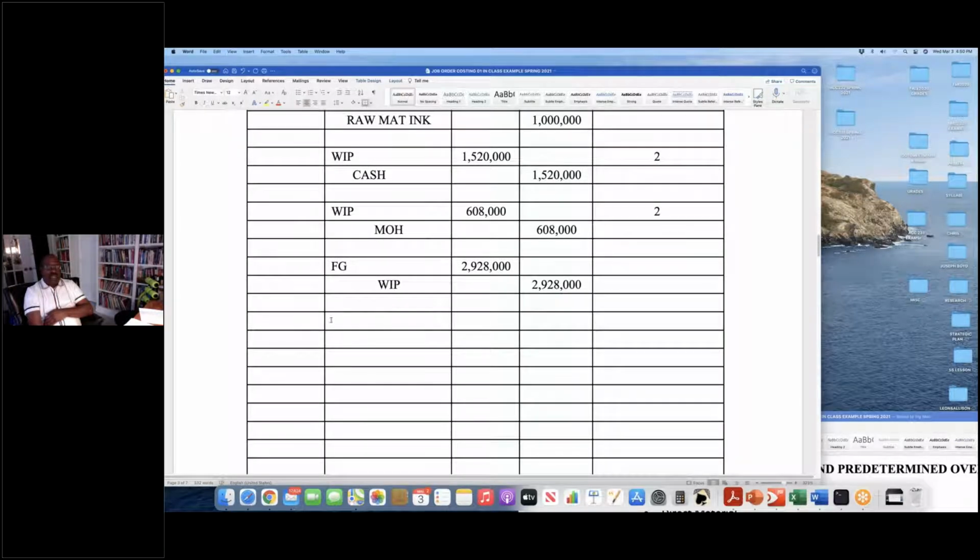So we'll assume we got cash for them. So we're going to debit cash and credit sales for how much? 6,120,000. 6,120,000.